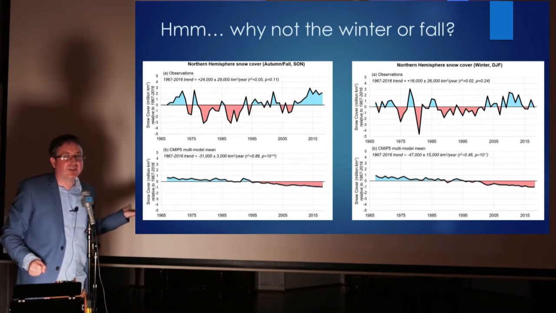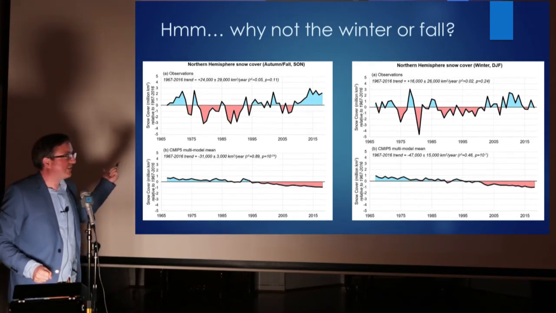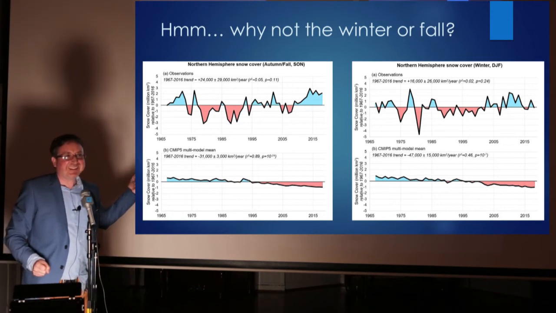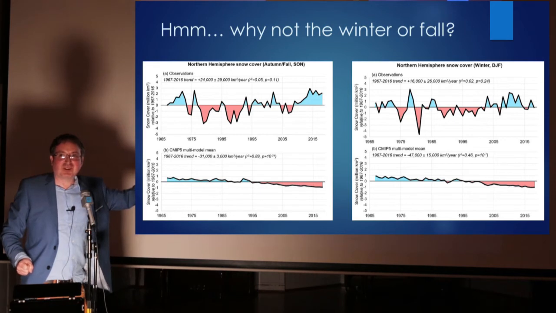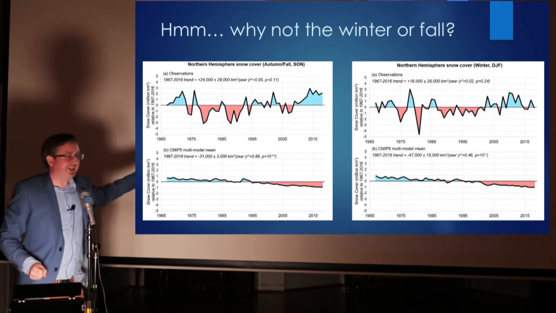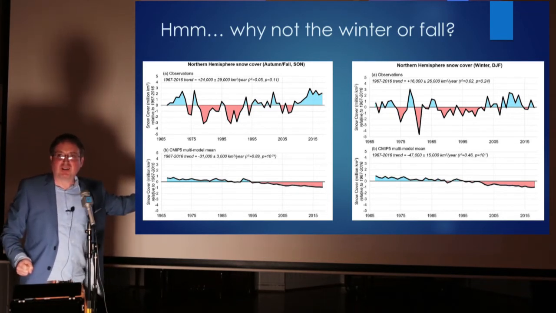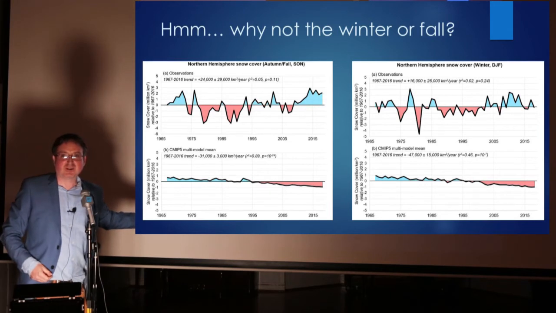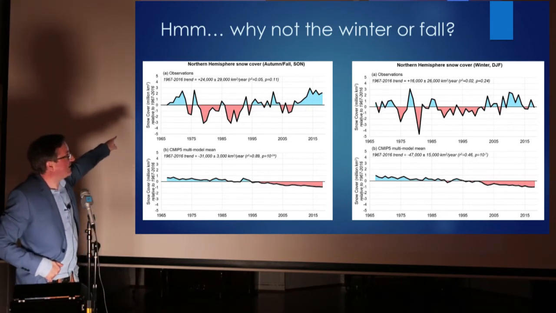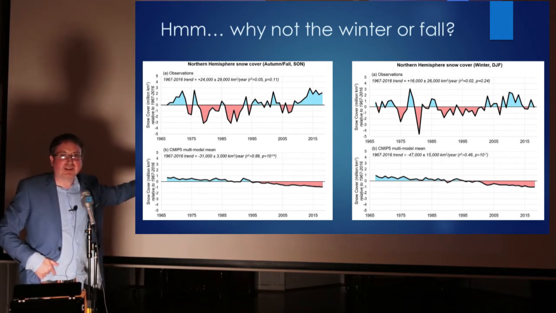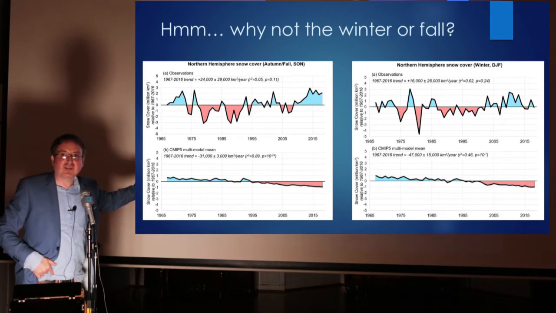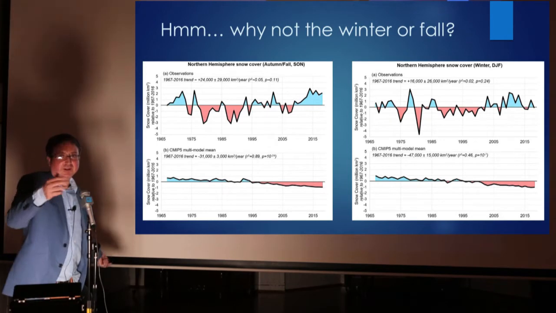Why did they talk of this spring? Well, what about winter and fall? The top graphs show the winter and fall observed snow cover trends for the entire Northern Hemisphere, and the bottom ones show what the model hindcasts expected should have occurred. I think you can see that they don't match very well. In fact, we've actually had an increase in Northern Hemisphere snow cover in the autumn, or fall, and in the winter. So the next slide.